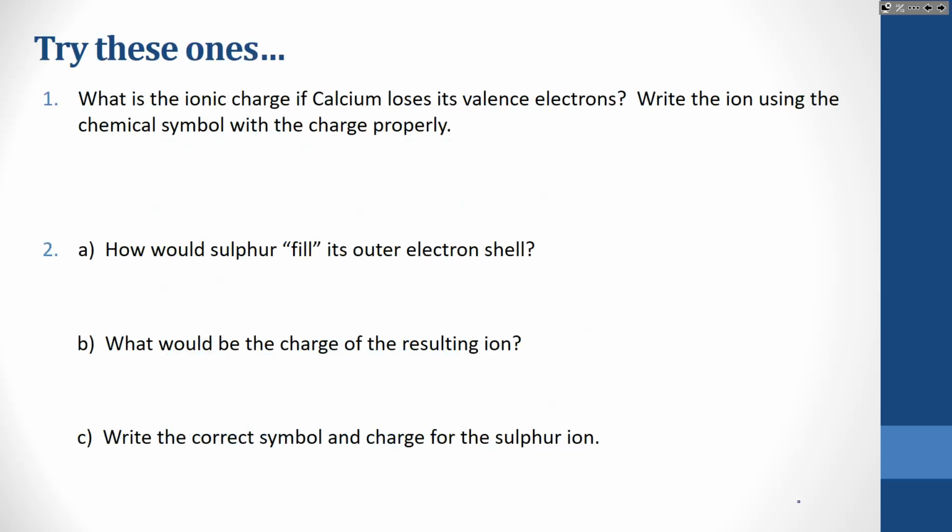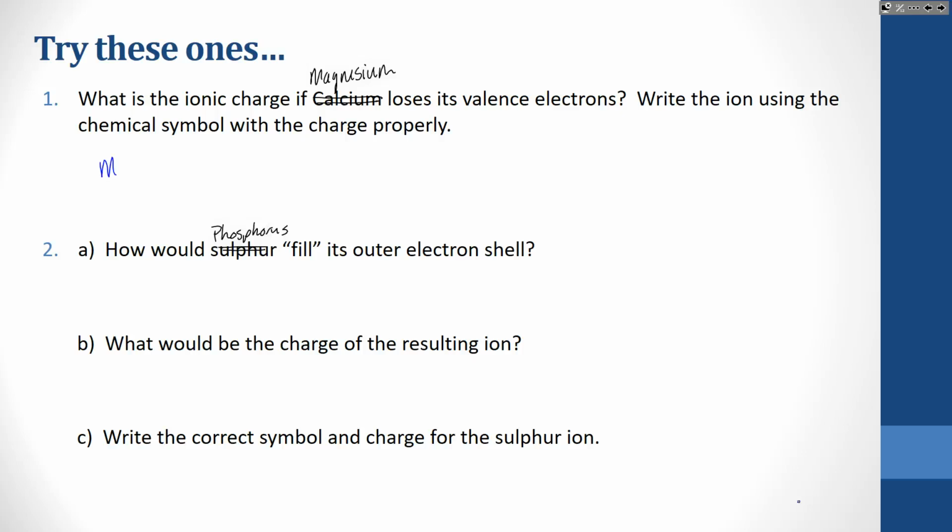So I'm going to ask you guys to try these ones, but we're going to change a couple of them up because we just did a couple of these. So I'm going to change calcium to magnesium. And sulfur, we're going to change to phosphorus. Same idea, but just different elements, just to change this up. So give these a try, see if you can figure out the charge and how many electrons it has to lose, and write the symbol with its proper charge. Pause the video, give these a try, and then check it with my answers right away.